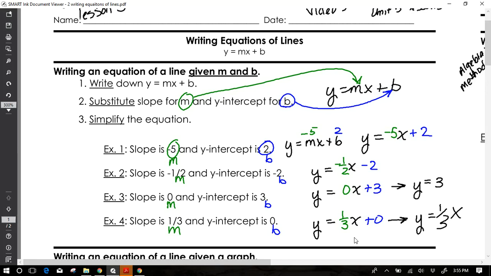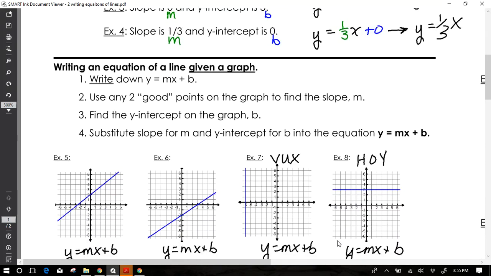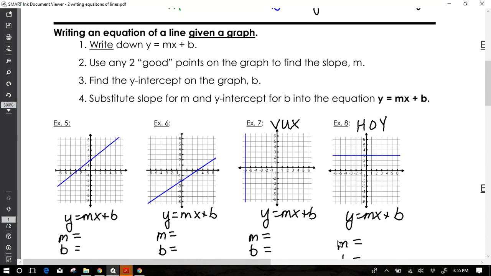Now, how would you write the equation of a line if they give you a graph to look at? So let's do these 4 examples down here. So I have a graph. The first thing that I'm going to do is write down y equals mx plus b. So you can see down below my examples 5 through 8, I've already written down y equals mx plus b for each example. Next, I'm going to use any 2 good points on the graph to help me find the slope.